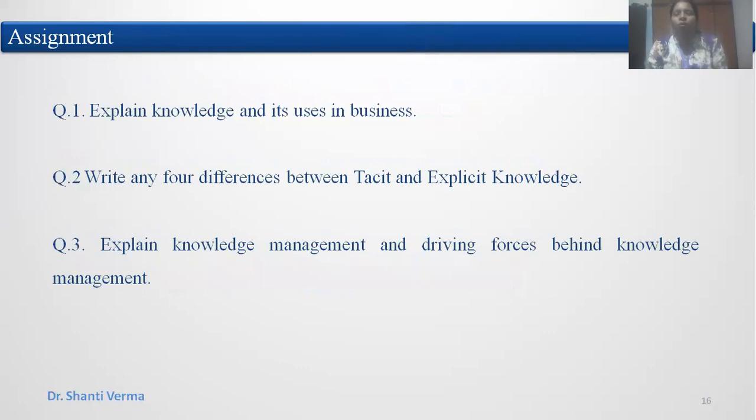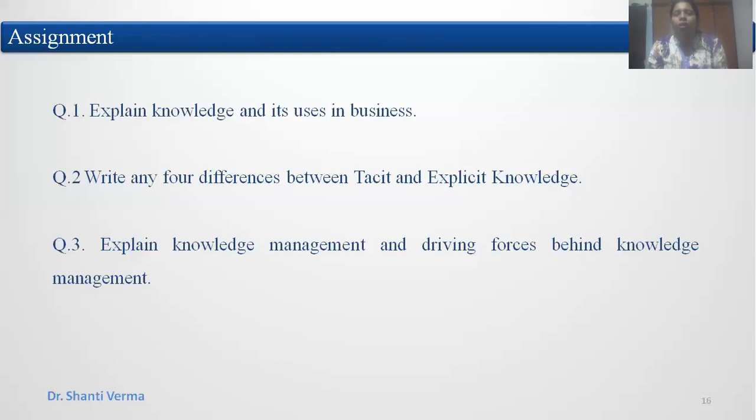In this lecture, I have discussed knowledge hierarchy, types of knowledge, then knowledge management, driving forces behind knowledge management, some barriers in knowledge management, and benefits that derive from the uses of knowledge management.